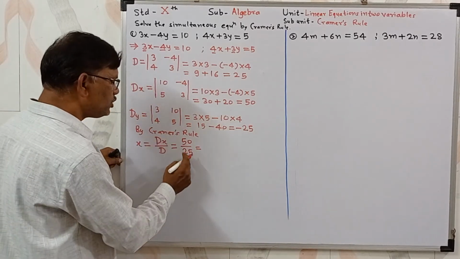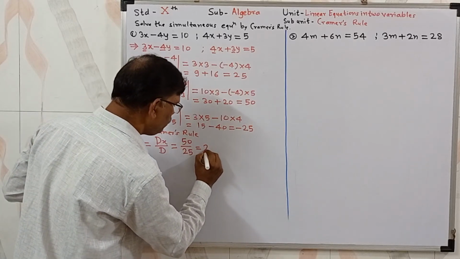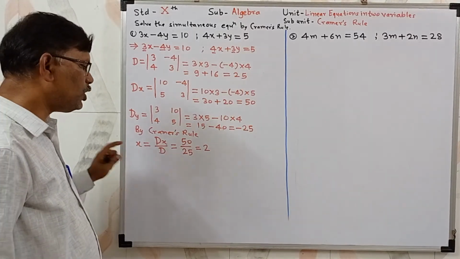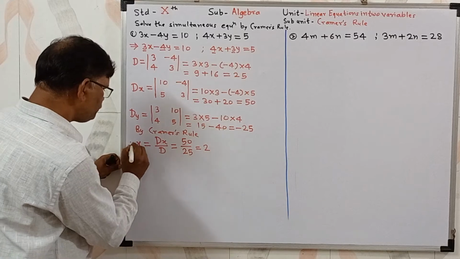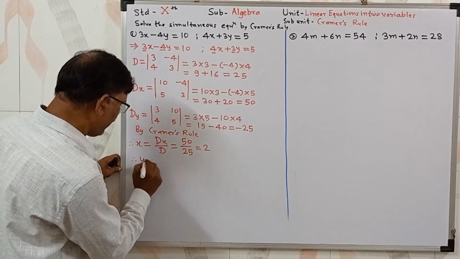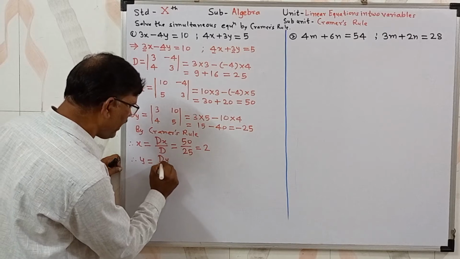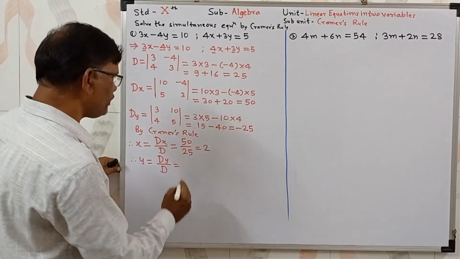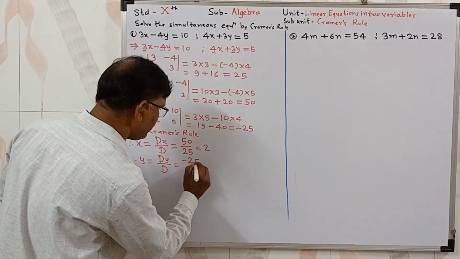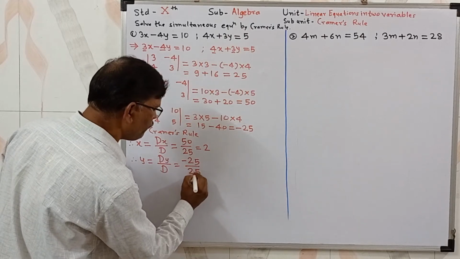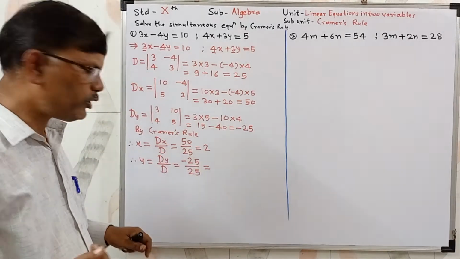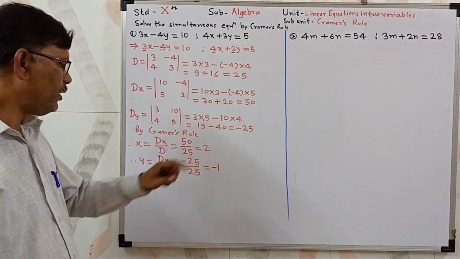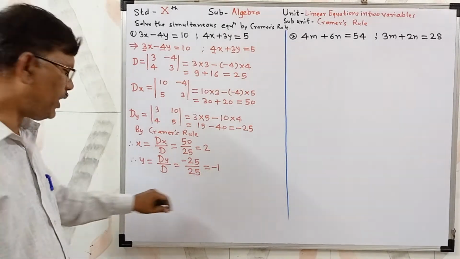So what is the value of x? 25 into 2 is equal to 50. So the value of x is 2. Then the value of y is dy upon d. So the value of dy is minus 25. dy is minus 25 and d is 25. So 25 into 25, 1, and the sign is minus. So the value of y is minus 1.